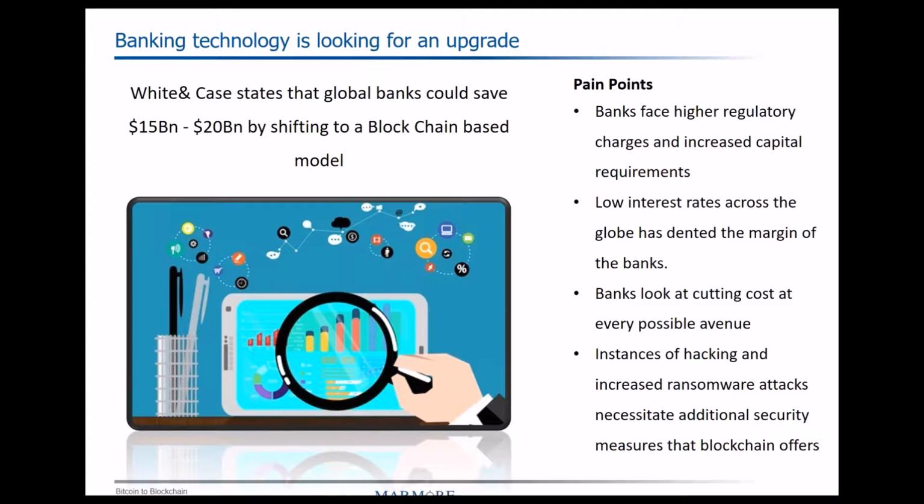The major issues that banks face are higher regulatory charges, increased capital requirements, and the low interest rate environment around the world, which has squeezed their margins. So they are looking at every nook and corner to increase their profit margins, and they see blockchain as one of the areas that could help them reduce their fixed costs to a great extent.